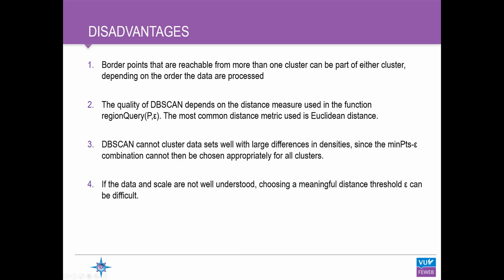The disadvantages are that some points might belong to two clusters, and one cluster may be more likely depending on the order of the data. The quality depends on the distance measure, so epsilon, the Euclidean distance. It cannot cluster data well with very large differences in densities. And if you don't really understand the data and the scale, it might be very difficult to find an epsilon that has a meaning.